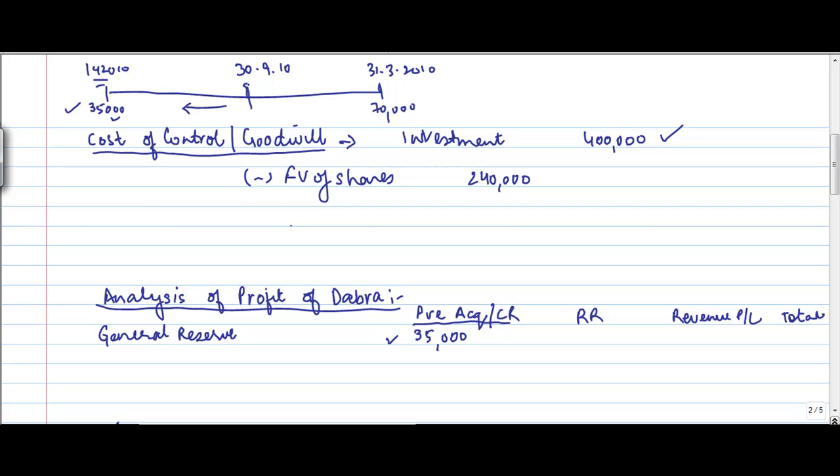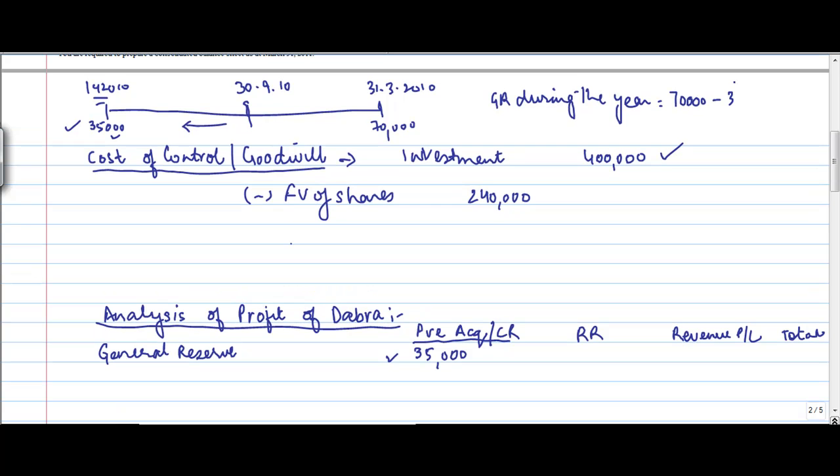Now, during the year, how much is the general reserve movement? General reserve during the year is equal to 70,000 minus 35,000, which is equal to 35,000. Right? Now, this general reserve of 35,000 is for the complete year.